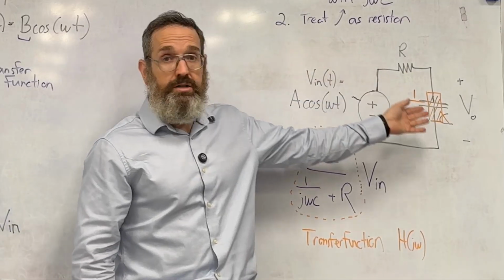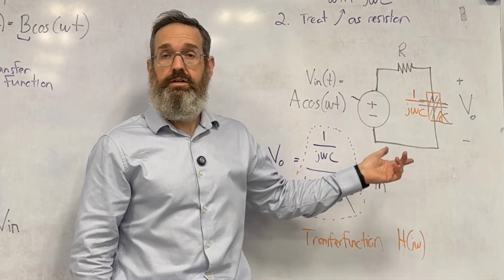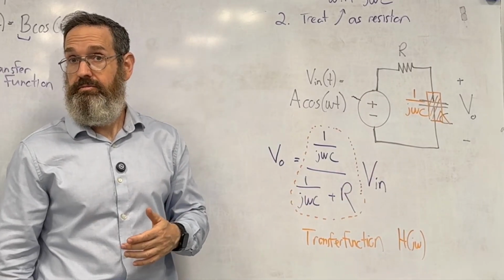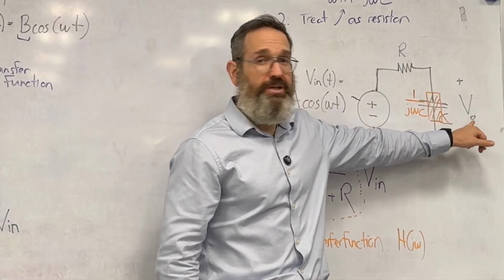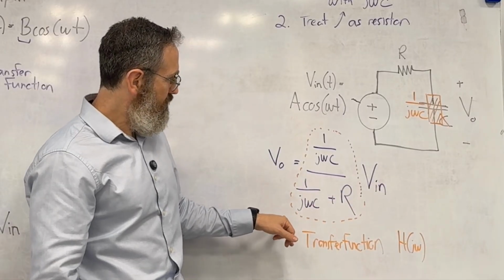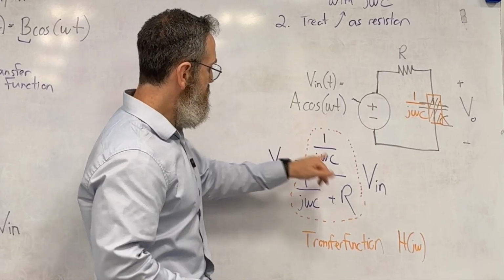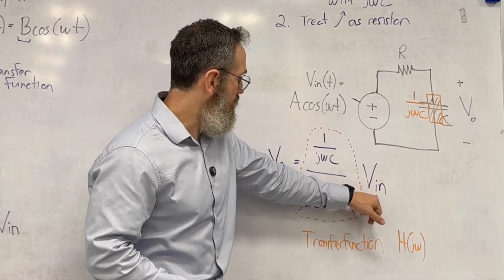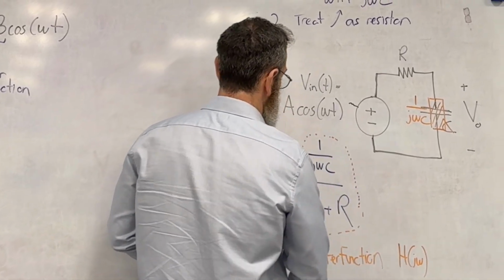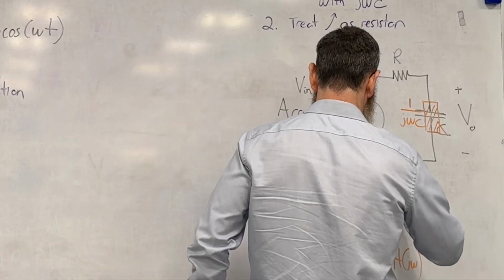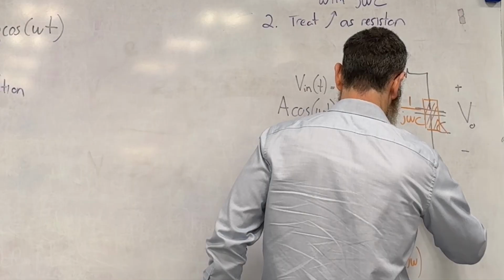If the assignment, the homework, was please give me the transfer function of the circuit, you are now done. But if the assignment is to tell me what the output is, you're a little bit stuck. I mean, you could substitute this in for here, right? So we could write, instead of Vin, A cosine of Wt.